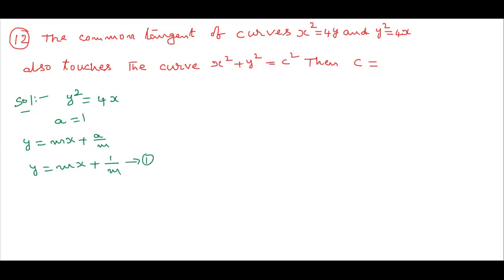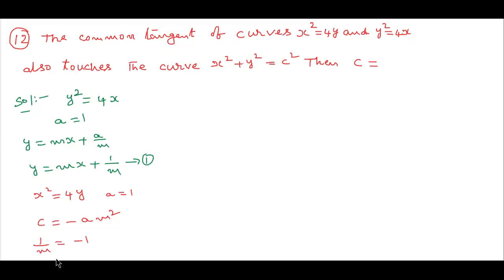This tangent again meets the curve x square is equal to 4y. So here also, this is in the form of x square is equal to 4ay, a is equal to 1. y is equal to mx plus c is tangent to the parabola x square is equal to 4ay means what is the shortcut formula? c is equal to minus am square. What is the c value? Observe the first equation, c is 1 by m.